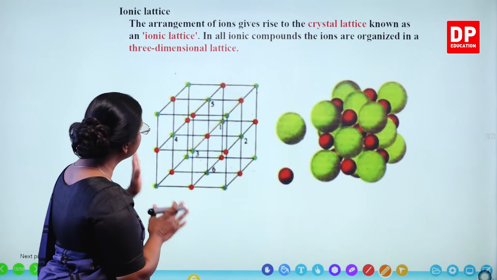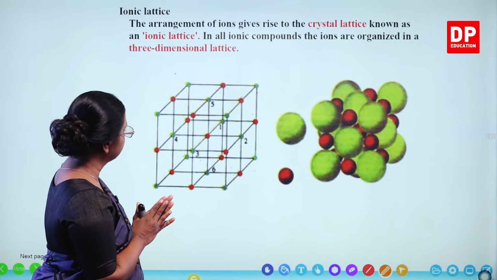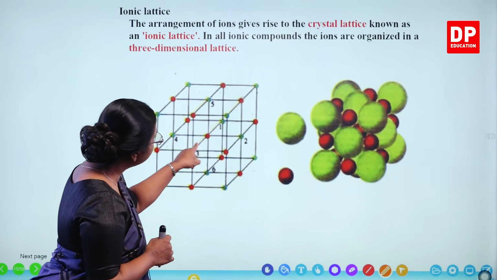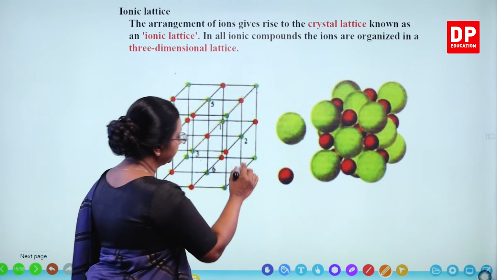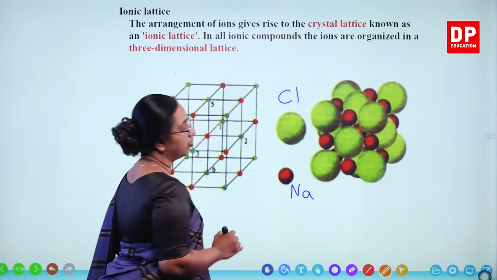Now look at this diagram. Can you see the elements? Now here red color is sodium, red is sodium and green is chloride.